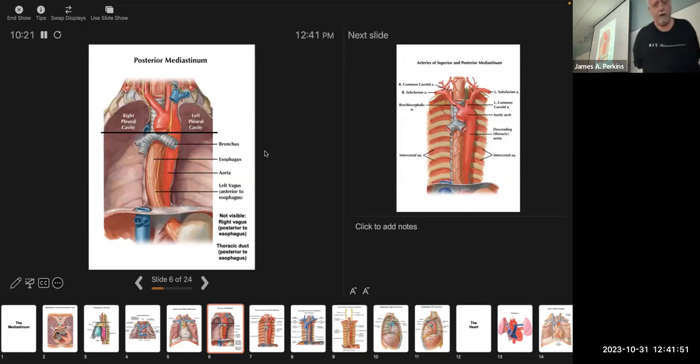And the descending aorta, sometimes called the thoracic aorta, continues from the aortic arch down through the posterior mediastinum, also eventually passing through the diaphragm into the abdomen. So those are the main structures in the posterior mediastinum. A couple of things aren't visible here.